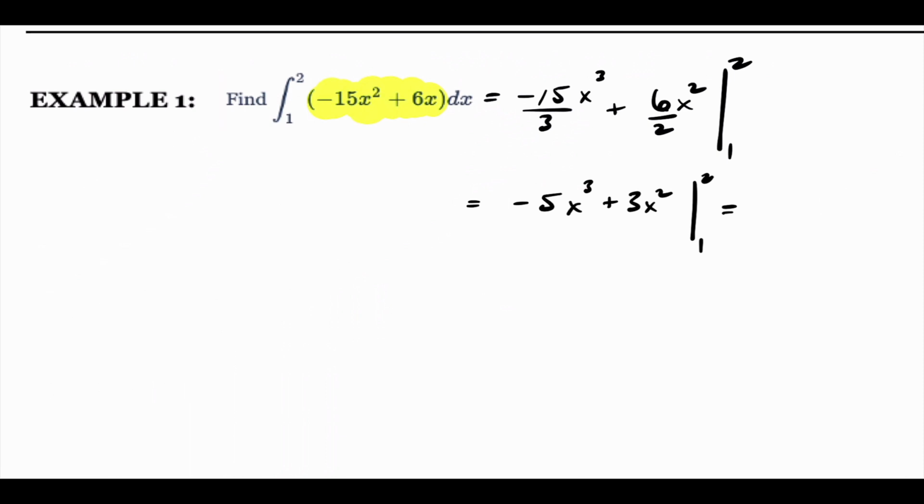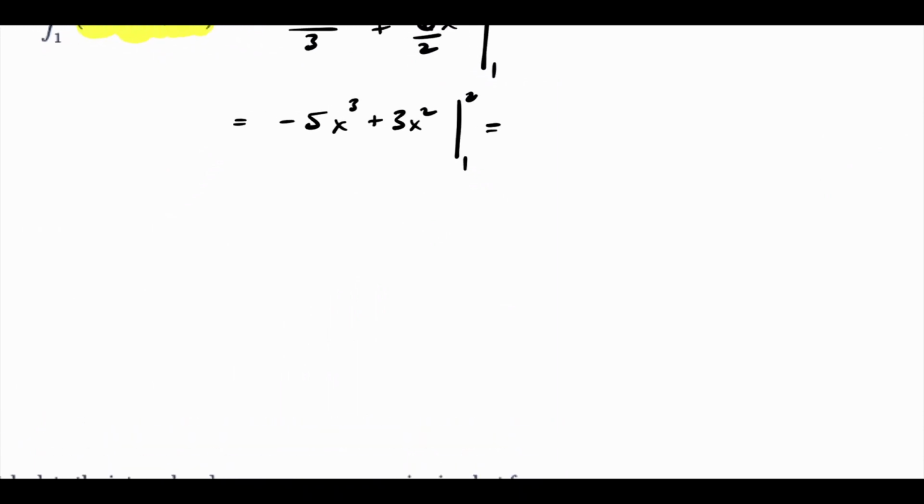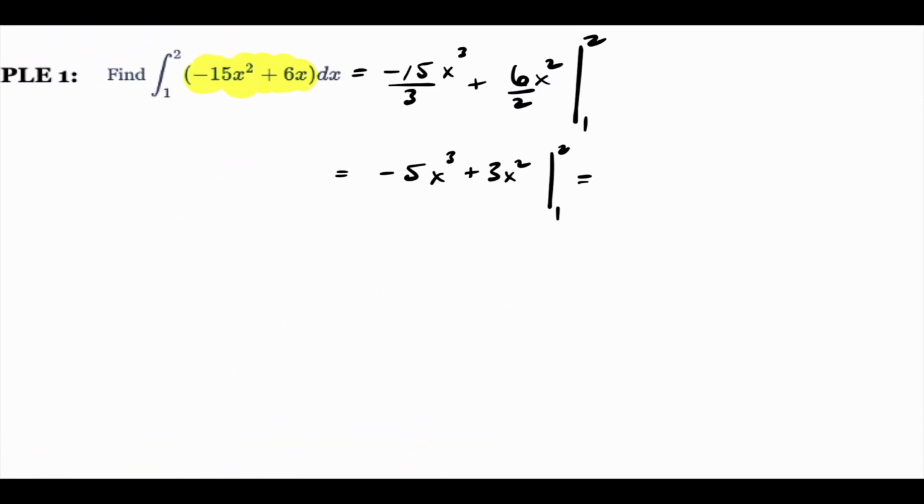Evaluate, just plug in. Plug in 2, plug in 1. Okay. Anywhere I see an x, I'm going to plug in a 2 first. So negative 5 times 2 to the third power plus 3 times 2 squared. That's the first one.